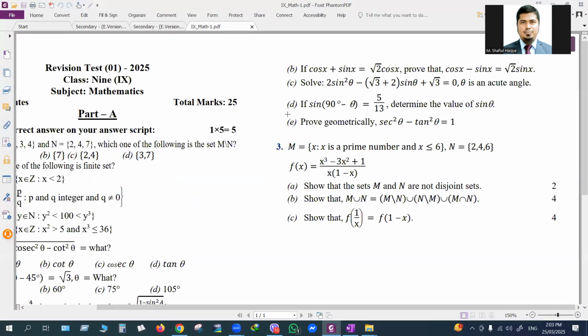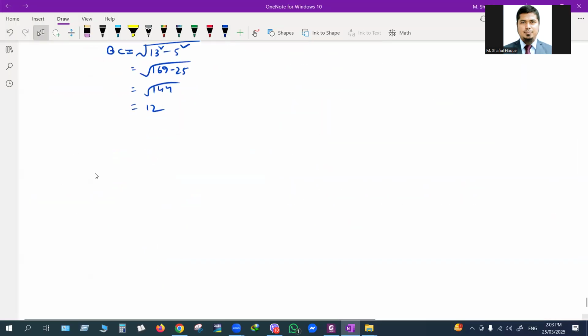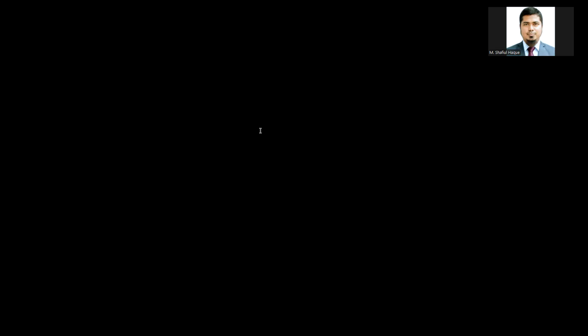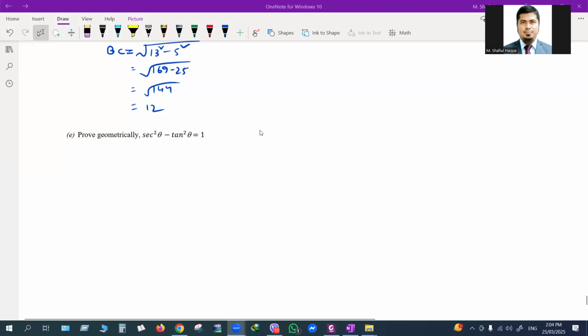Then question number E. Prove geometrically these formulas. To prove this geometrically, we will first draw a right angle triangle, A, B, C, and we denote this angle as theta.